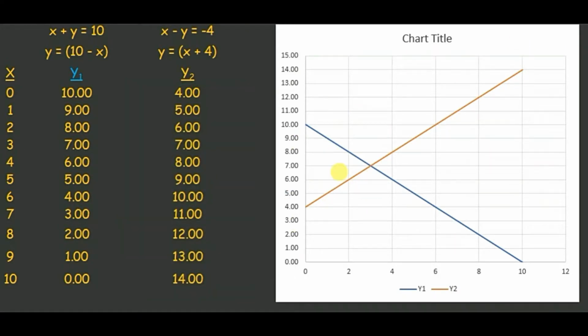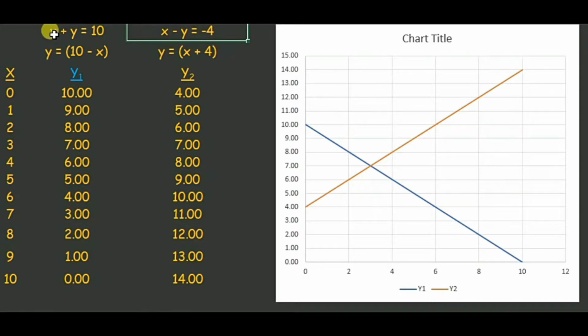Now from this graph, you can see the point of intersection, which is x is 3 and y is 7. Y is this value 7, and x is between 2 and 4, halfway between 2 and 4. So x is 3 and y is 7. It means 3 boys and 7 girls would be the common value for these two equations.